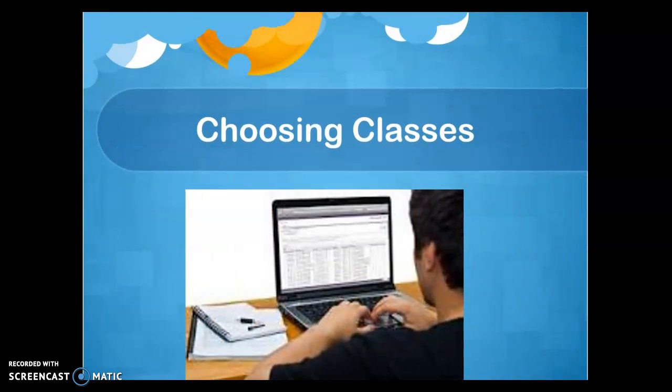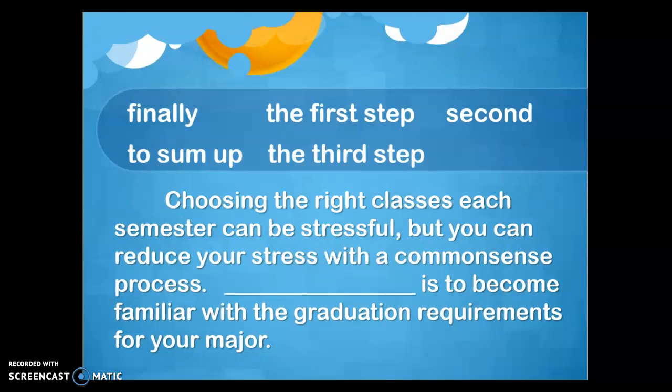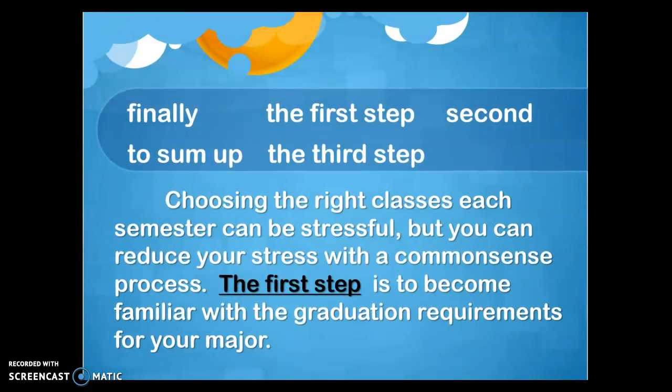So let's look at this. Choosing classes. Okay, you've all been through this, the process of registering for classes. Choosing the right classes each semester can be stressful, but you can reduce your stress with a common sense process. Let's figure out what you think the first step would be. The first one would be very easy. The first step is to become familiar with the graduation requirements of your major. Yeah, it's pretty logical. The first thing you do.